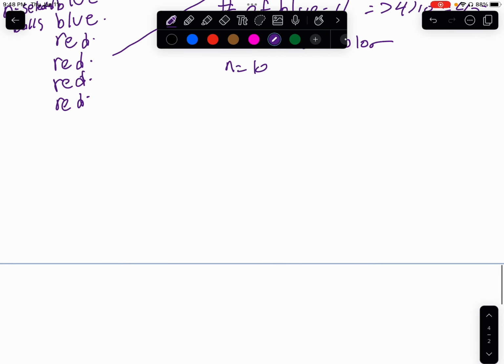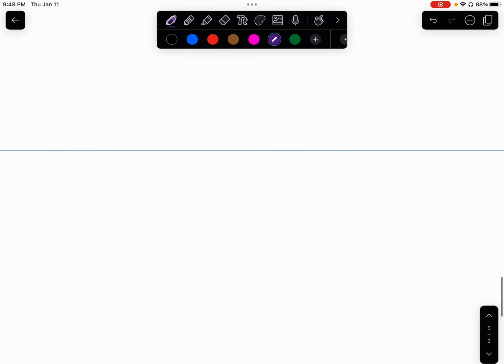So then our last one, we're going to go for today. Start a new page. Types of data.